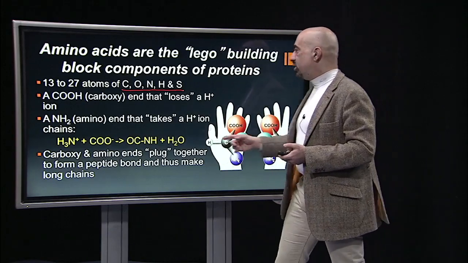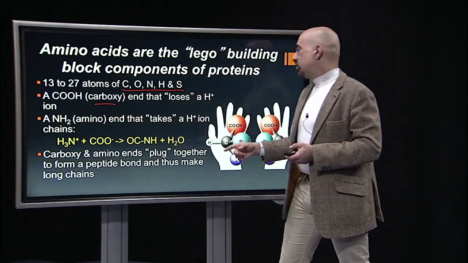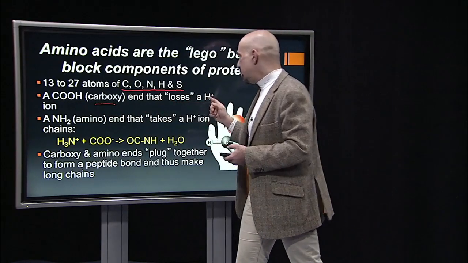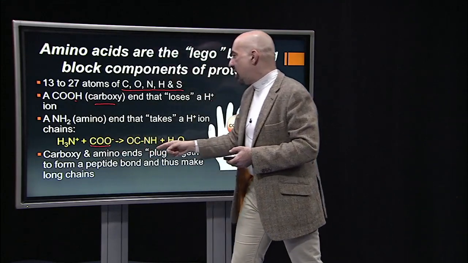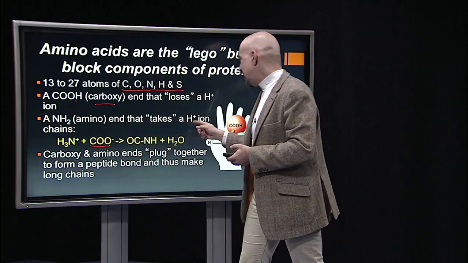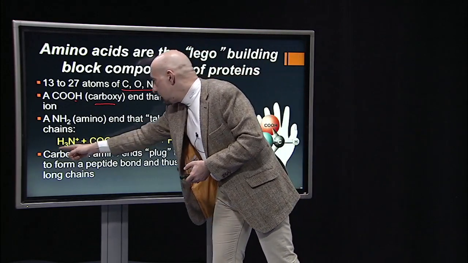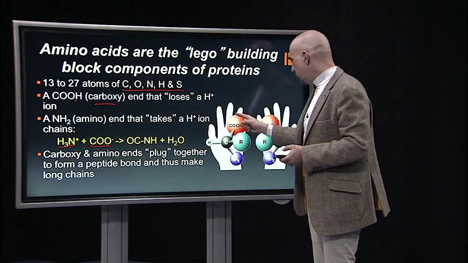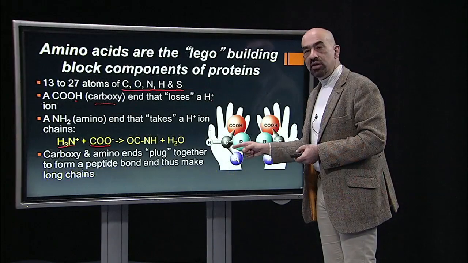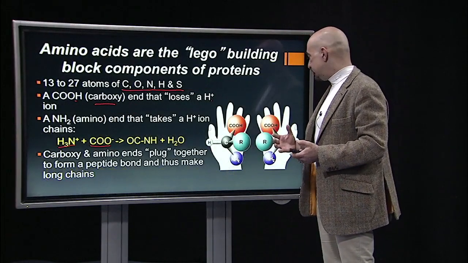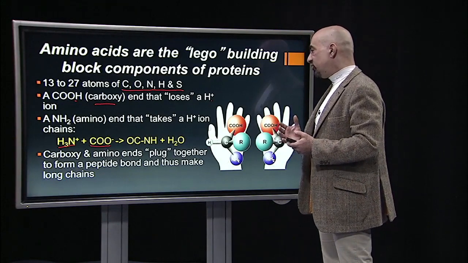They all are made up of a carboxyl end that loses a hydrogen, so it's an ion. So we have the COO minus combining with an amino end that takes on a proton, and these combine to form a structure like this. And these ends then plug together to form a peptide bond, and we can connect these amino acids together to make more complex proteins.